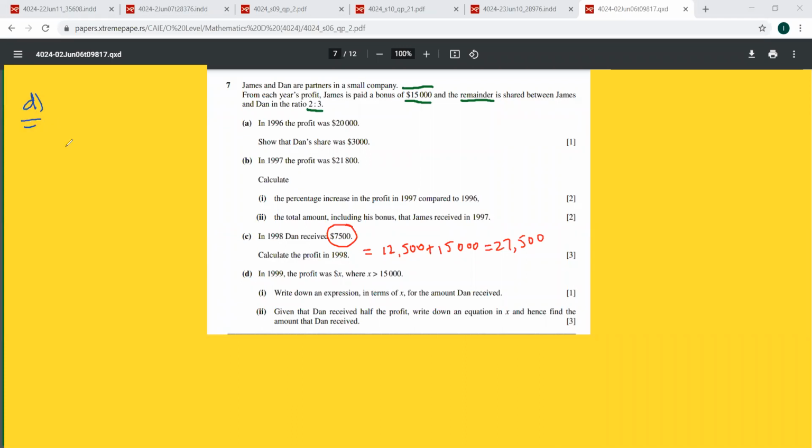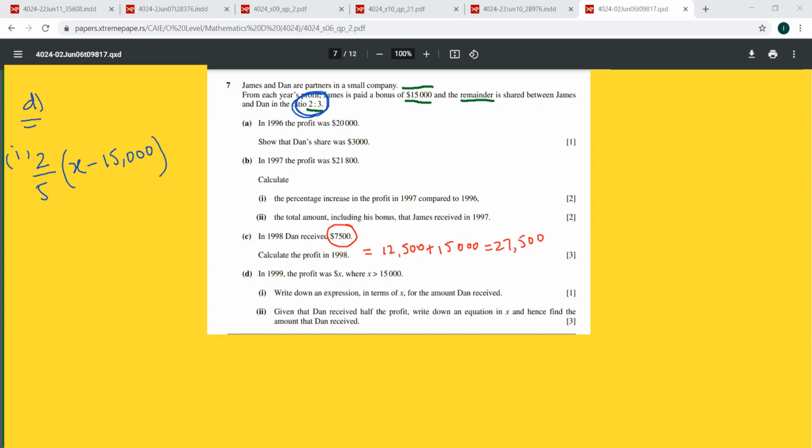He says the profit is more than 15,000. So we have to write down an expression in terms of x for the amount Dan received. Dan's share is always going to be, you have to keep in your mind this ratio 2:3. So Dan's share is always 2 by 5 of this total profit minus 15,000.